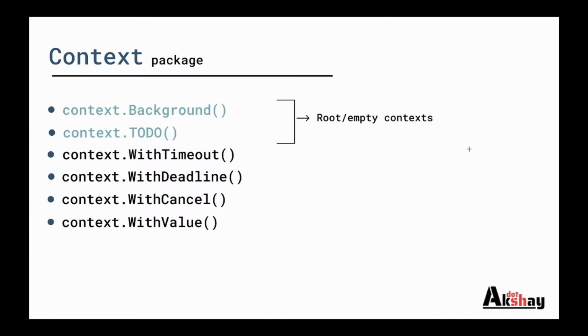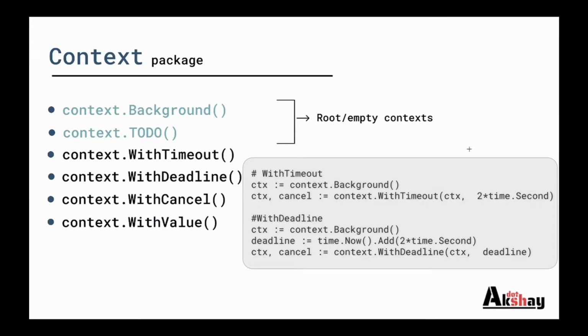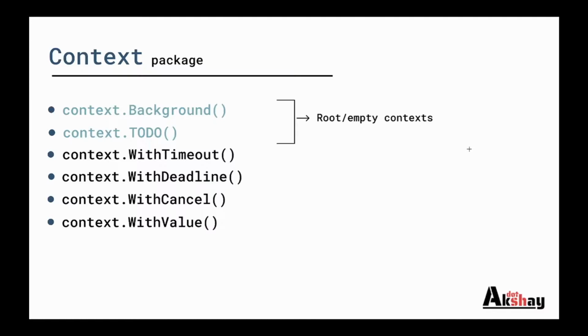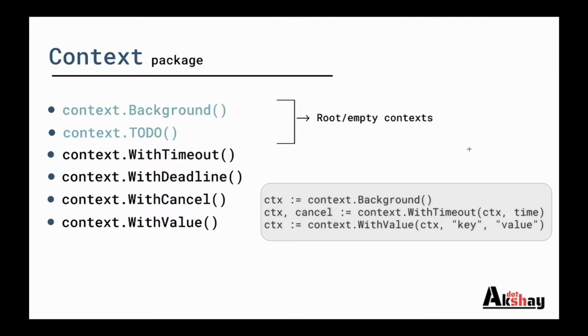If you want to carry deadlines across API requests and goroutines, then you would probably go with WithTimeout and WithDeadline. And if you want to send some request-scoped values across API boundaries, then you would probably use WithValue. So a good example would be sending request IDs, attaching the request IDs with the context. We'll look into it more in our demo.